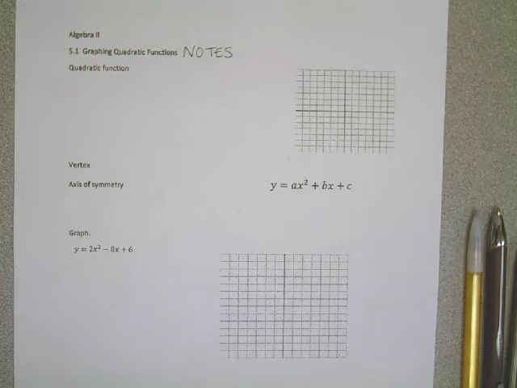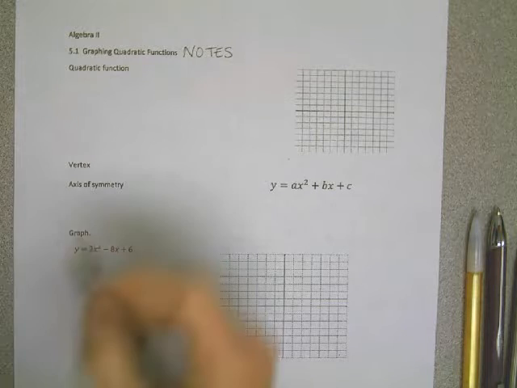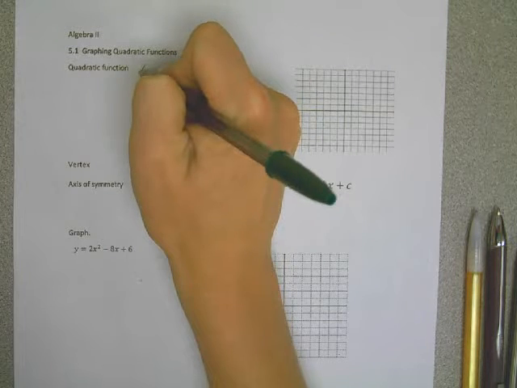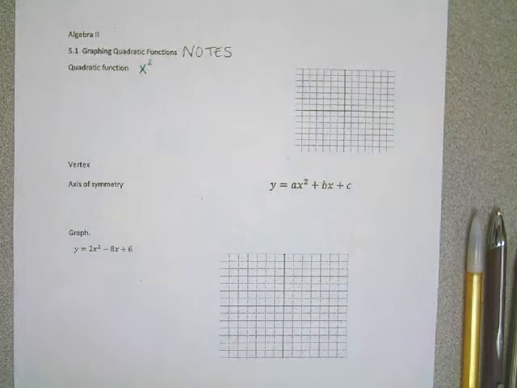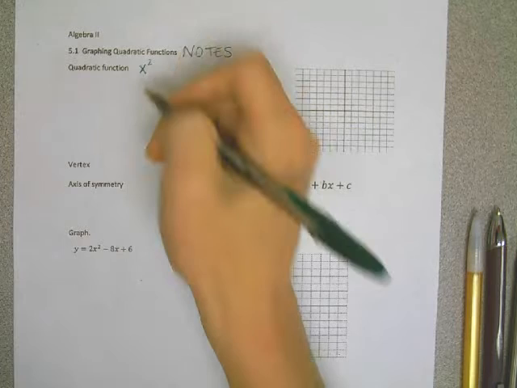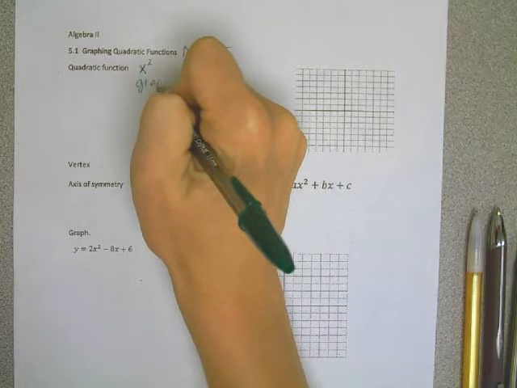This is a review from Algebra 1, but it's been a really long time. Quadratic functions always have a degree 2, so there's going to be an x squared somewhere in the problem. And it also is a graph of a parabola.